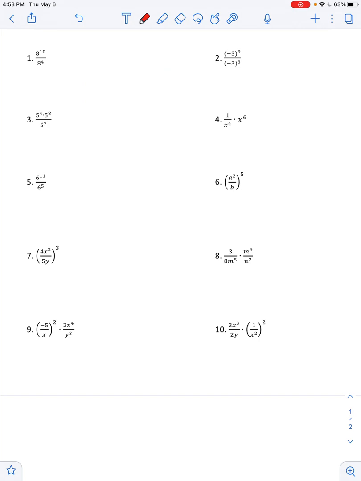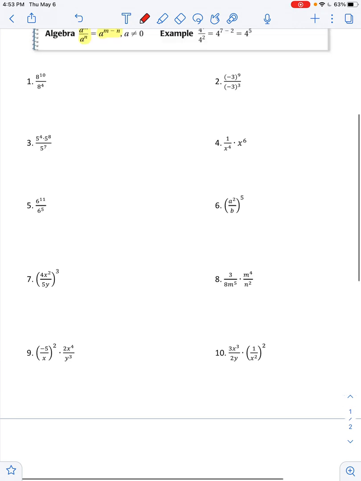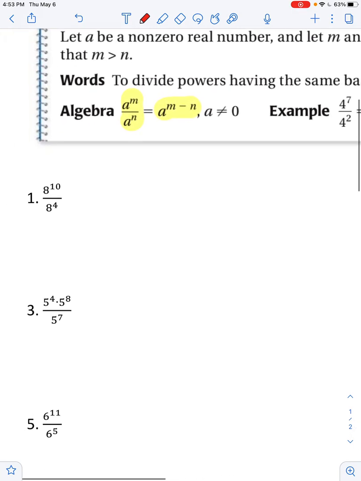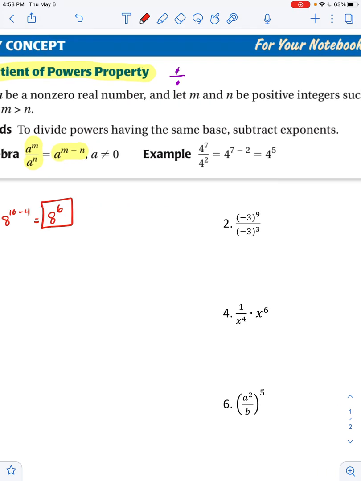So let's look at some examples, and as we get to the bottom, they start to have examples of what we've learned in the past combined. So we really have to think that through. In this case, my base is 8 in both cases. I have 10 on the top, 4 on the bottom. So I think, what's the difference between 10 and 4? The difference is 6. The greater number of 8s is on the top. So all of these cancel, leaving me with just 6. So 8 to the 6th power is my simplified answer.